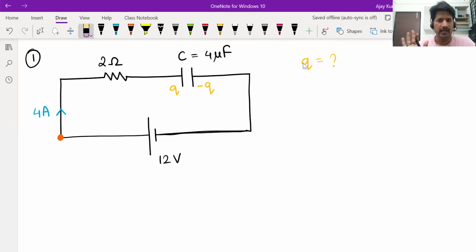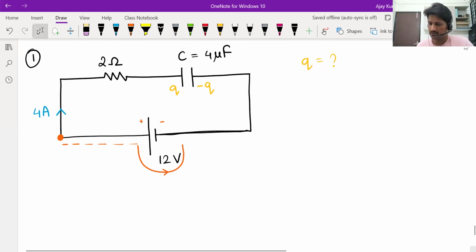Okay, I'll take anti-clockwise. So what I'm going to do is I am going to move along the loop this way. So first I find myself moving across the battery, and I'm moving across the battery from the positive side to the negative side like this.